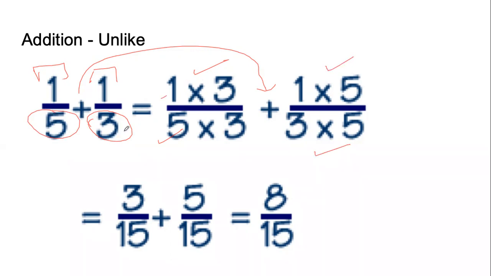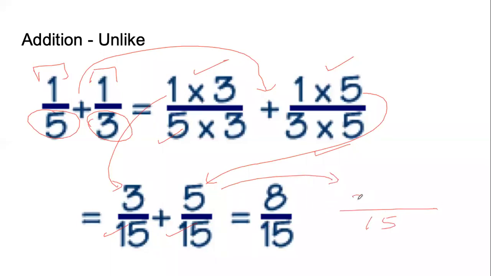Now 1 into 3 is 3. 5 into 3 is 15. 1 into 5 is 5. 5 into 3 is 15. Now you see 15 and 15, like fractions. So one step we have not written in between, that is, common denominator is 15. We are adding the numerators. So we get 8 by 15.